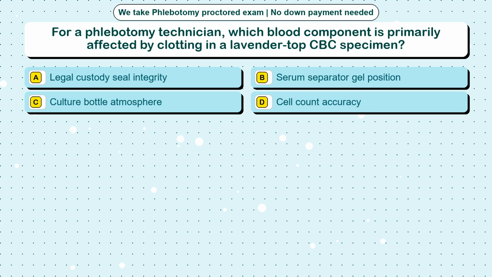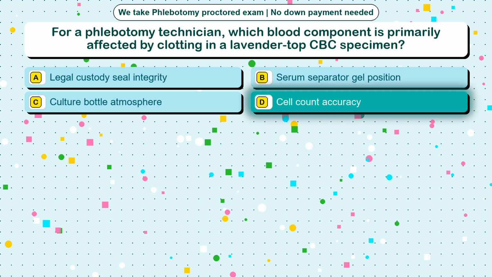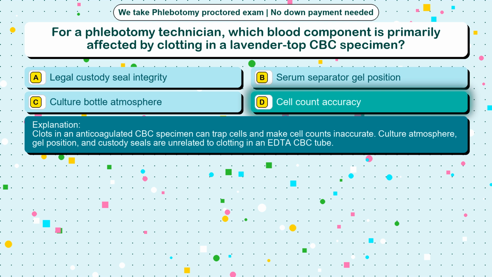Question 43. For a phlebotomy technician, which blood component is primarily affected by clotting in a lavender top CBC specimen? Option A, legal custody seal integrity. Option B, serum separator gel position. Option C, culture bottle atmosphere. Option D, cell count accuracy. The correct answer is option D, cell count accuracy. Clots in an anticoagulated CBC specimen can trap cells and make cell counts inaccurate. Culture atmosphere, gel position, and custody seals are unrelated to clotting in an EDTA CBC tube.